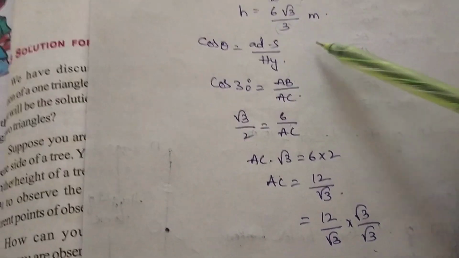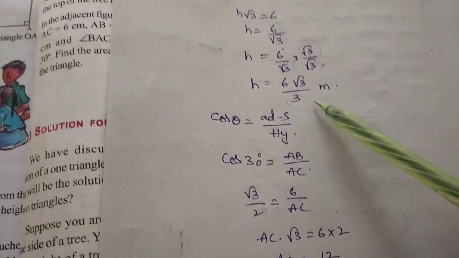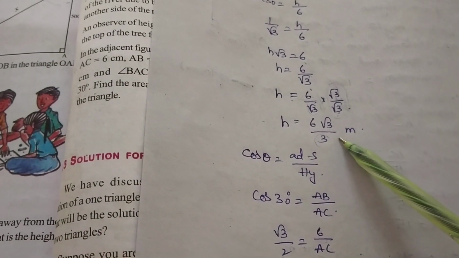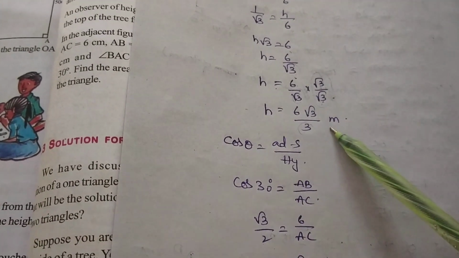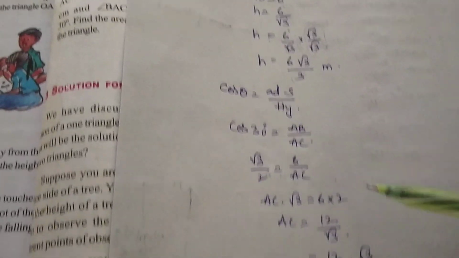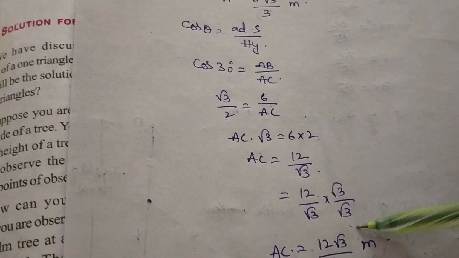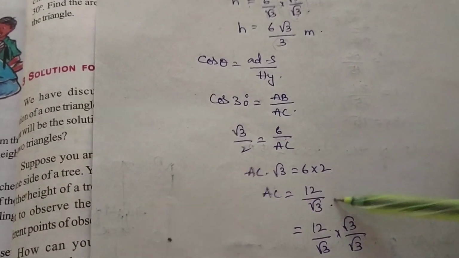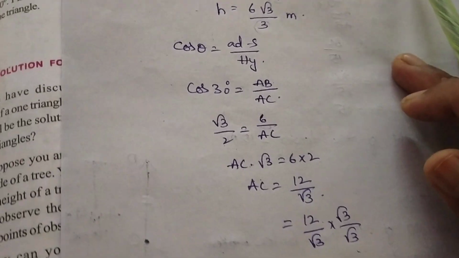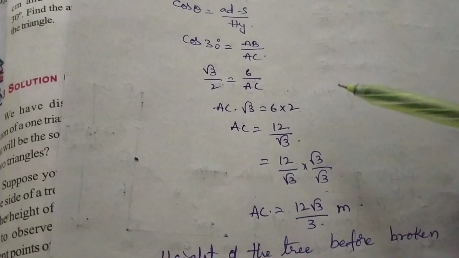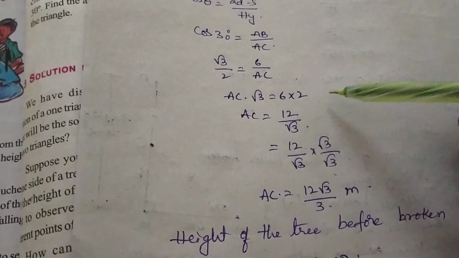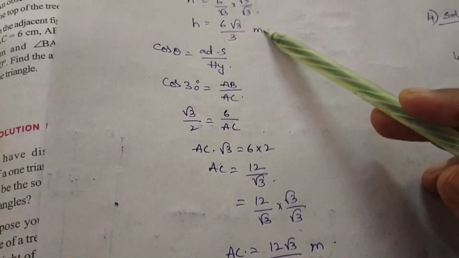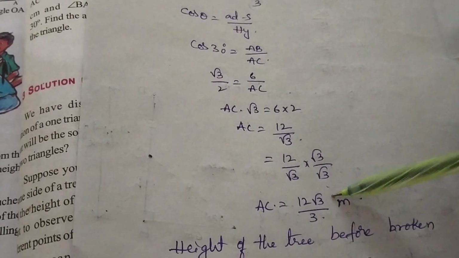Actually it is not necessary to do this every time. Why have I done it? Sometimes they will ask you to find the leftover part of the tree. Height of the leftover part of the tree means the sum ends here. But now they asked before broken, so we are calculating the remaining half again. Otherwise we can calculate 6 by root 3 plus 12 by root 3 and rationalize at once only. But in this case I'm giving you a very clear explanation: if they give a half sum how to do, if they give a complete sum how to do.